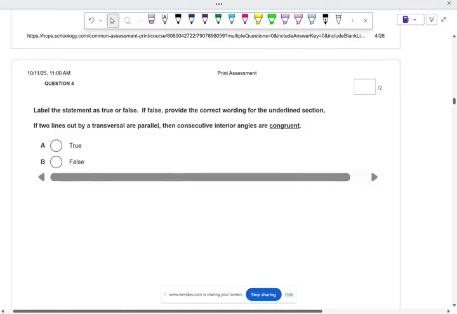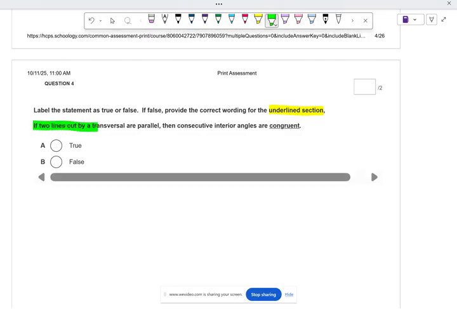Question number 4. Label the statement as true or false. If false, provide the correct wording for the underlined section. If two lines cut by a transversal are parallel, then consecutive interior angles are congruent.